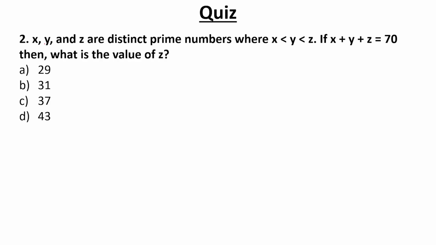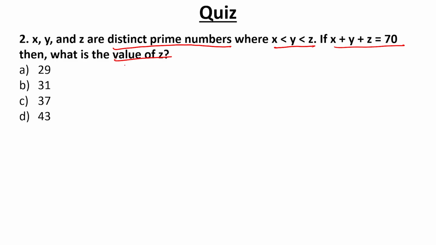Here, let's read the question. X, Y, Z are distinct prime numbers. They are distinct, different prime numbers. And X is less than Y is less than Z. X is less than Y, Y is less than Z. X plus Y plus Z is equal to 70. We need to find the value of Z.